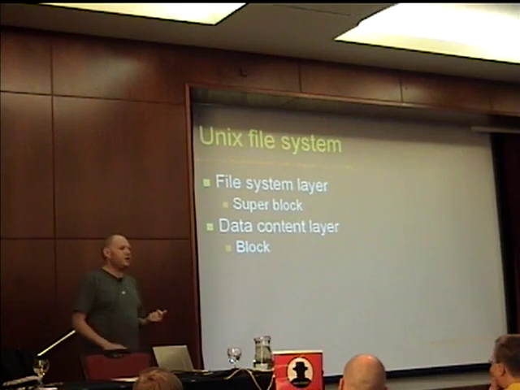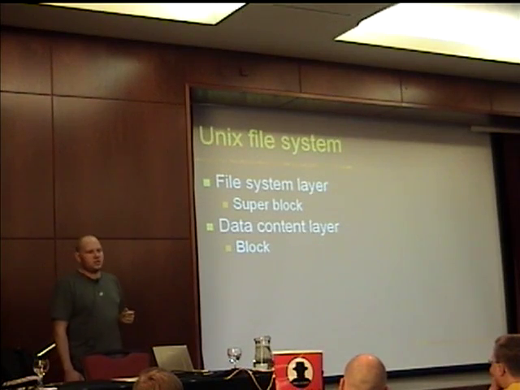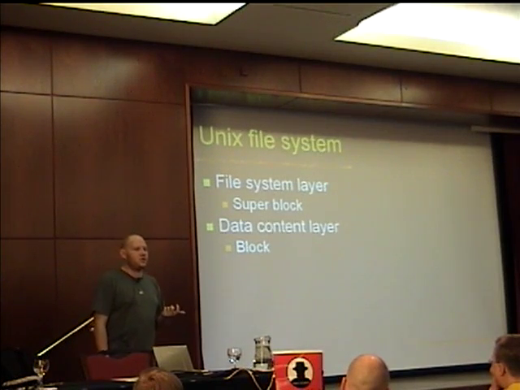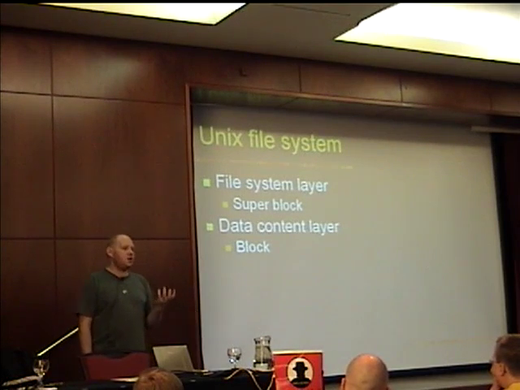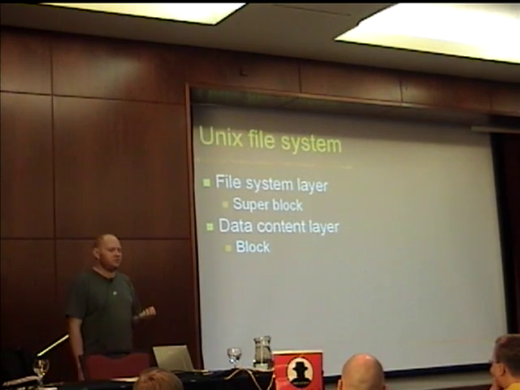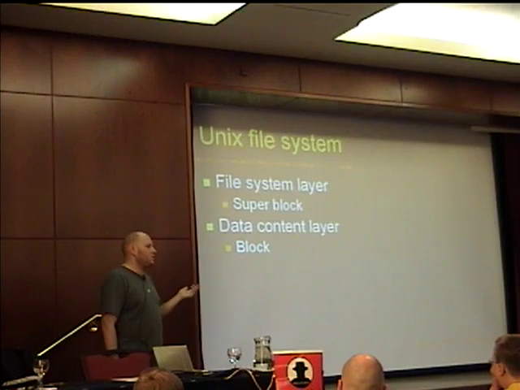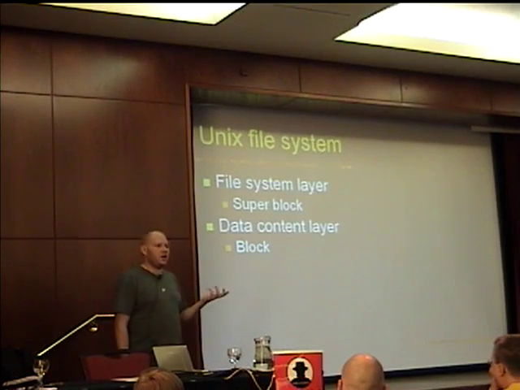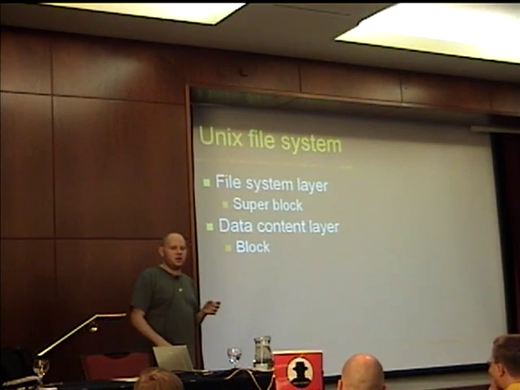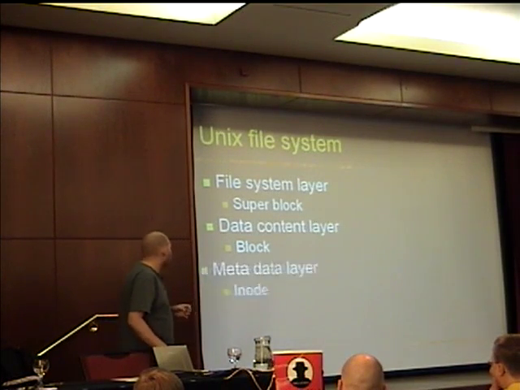At the data content layer, we have something that we call a block, which is essentially one or more sectors put together that we can address, and it's the lowest atomic component of the file system. So on Unix, we're typically going to see 4K or 8K blocks. On ext2, it's usually 4K, although that depends a little bit on the size of the overall file system.